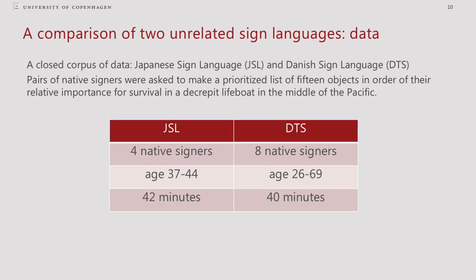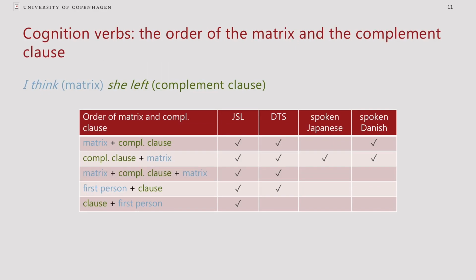This turned out to be a very, very good task, since people were really in doubt about what you can use, for instance, a mosquito net for in the middle of the Pacific. As you can see on the slide, there were 4 native signers of Japanese Sign Language and 8 native signers of Danish Sign Language. And I have transcribed about 40 minutes from each sign language. So this is really a very small corpus.